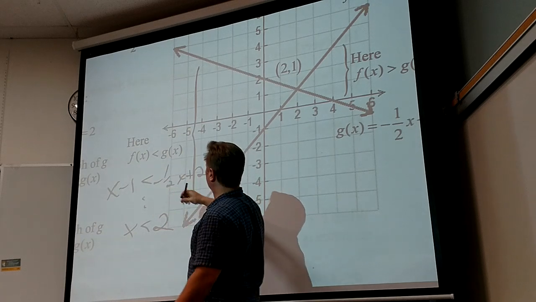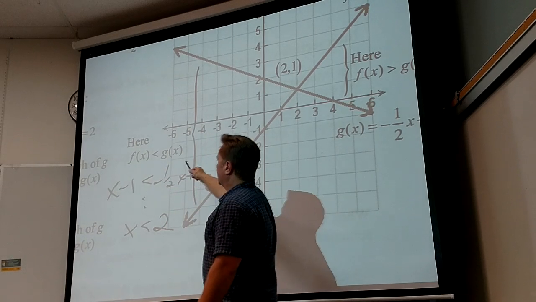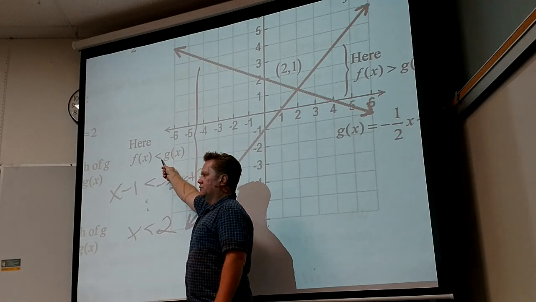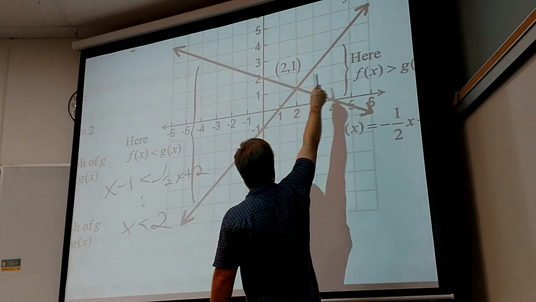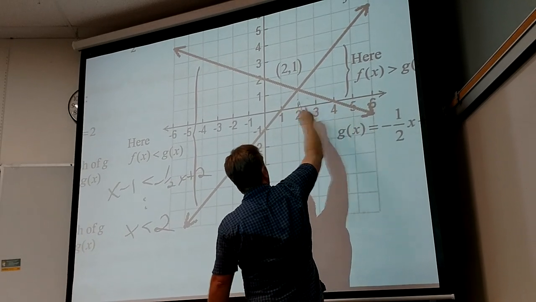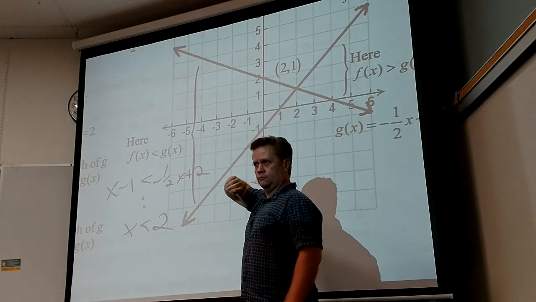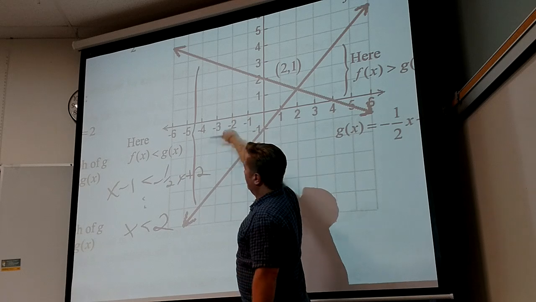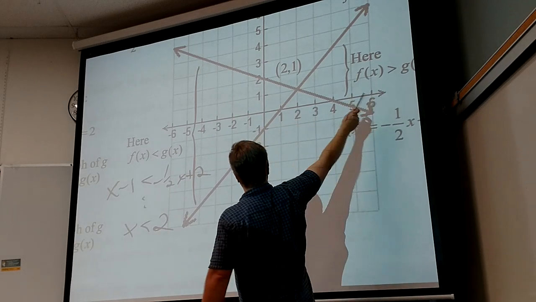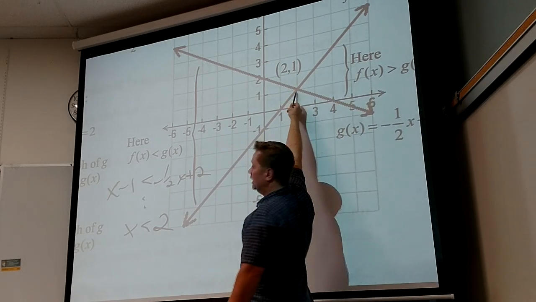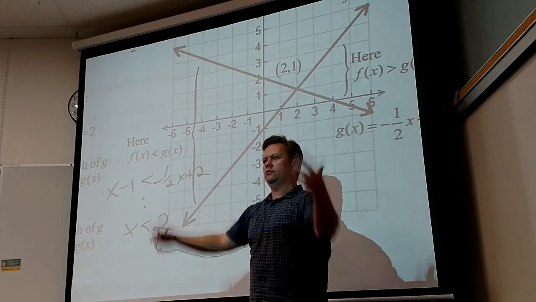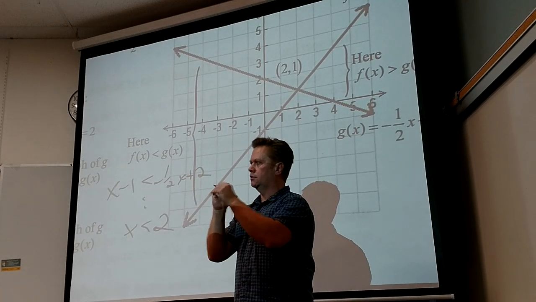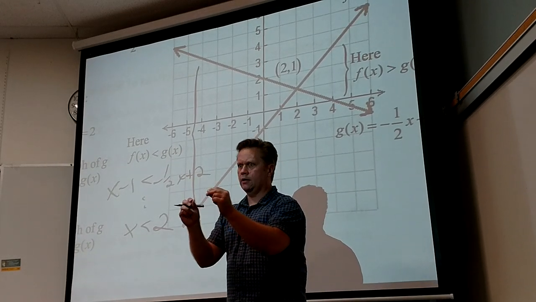If it would have said greater than, then f is, of course, greater than g for x greater than 2. So for x less than 2, f is less than g. For x greater than 2, f is greater than g. For x equal to 2, they are equal to each other, because that's the one point where they meet. I like it.